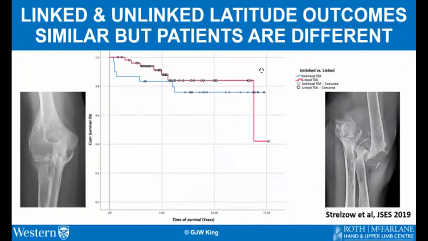As you can see here, the patient on the right would get a linked implant, and the patient on the left an unlinked implant. The unlinked implants failed early due to instability, and the linked implants tended to get aseptic loosening over longer periods of follow-up.